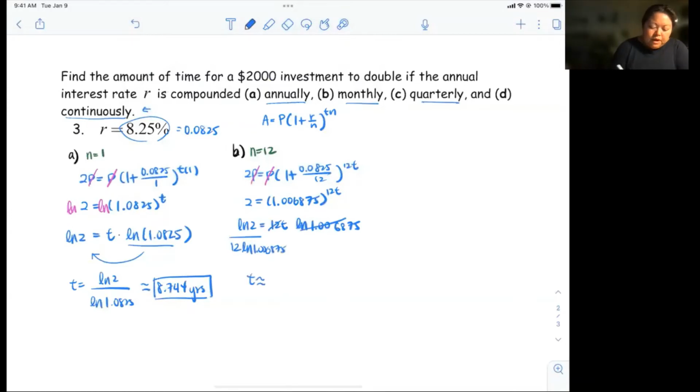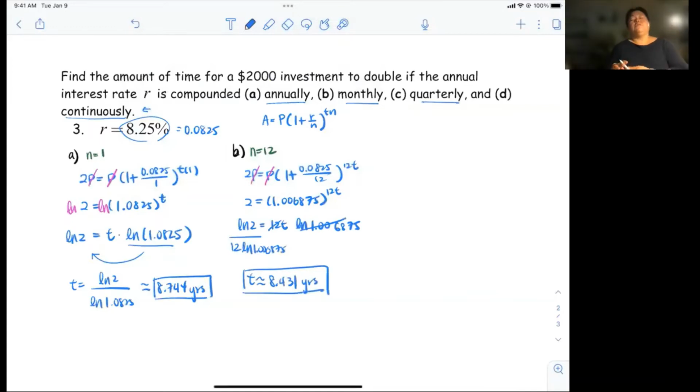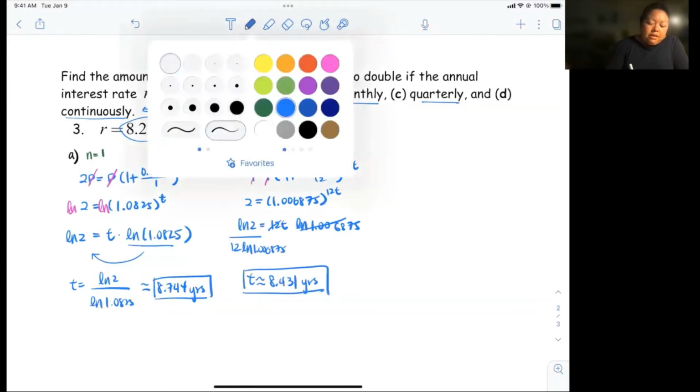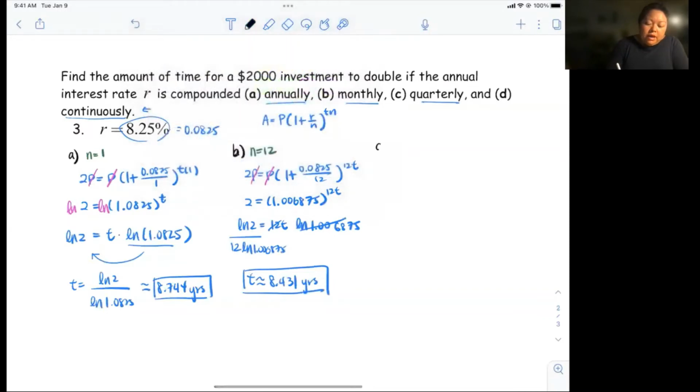So t is approximately 8.431 years. So it makes a bit of a difference, 0.3 year difference. So about 3 months difference, a little more than 3 months difference, but still a difference, right? So compounded monthly is going to be a little bit faster than compounded annually.